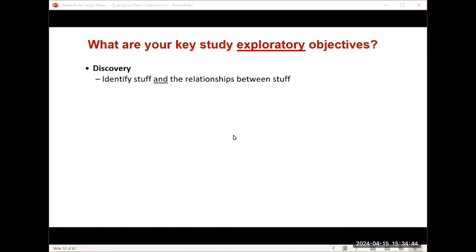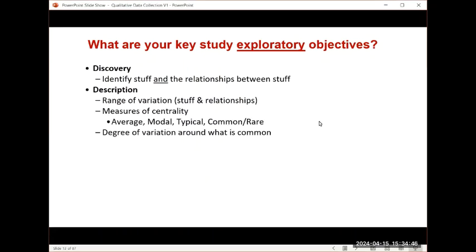The second thing you want to do is describe. And here you're describing a phenomenon. It might be an experience, it might be a process, it might be a decision-making set of choices, it might be a set of relationships, it might be a whole community, it might be a clinic, a thing. When you describe it, the first thing you're doing in exploratory mode is describing what the range is. Then you're trying to describe what is common, what is typical, what is average, what is modal. Think of this as core and periphery, right? And then you're trying to describe that variation around what is common.